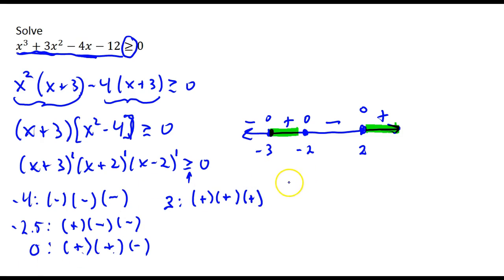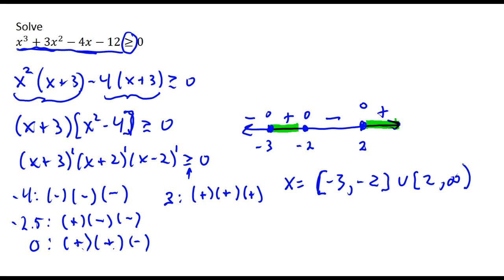Oh, let's write the answer in interval form. So that means that x is equal to brackets -3 to -2 and 2 to infinity. Now, it's no accident that these are the regions that are positive.